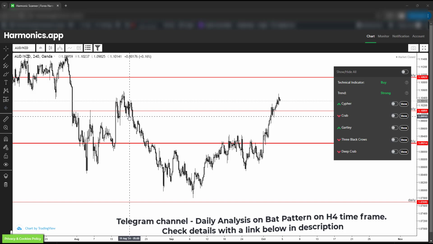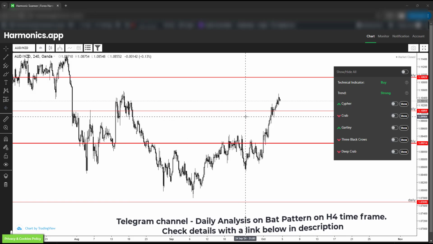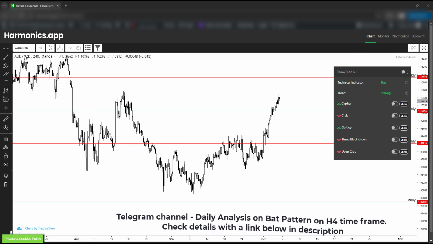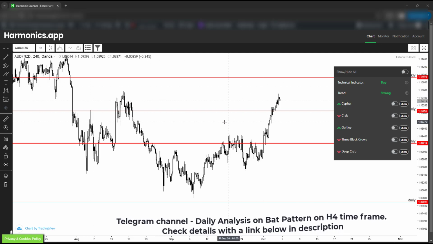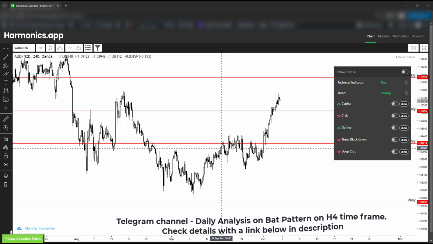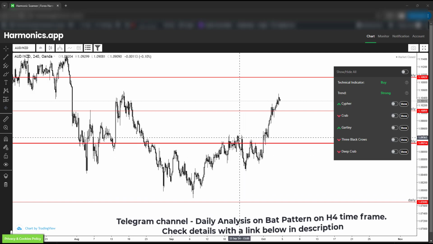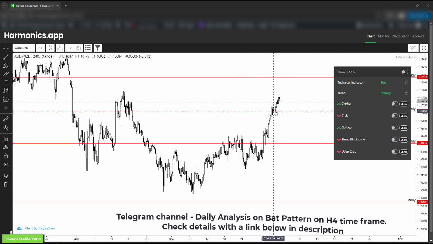This week I would like to get back to the previous week, where I shared the analysis about the Australian dollar against the New Zealand dollar, a bearish bat pattern that formed right here. In the previous week I showed you that the price was reaching the first take profit right here, where the entry level was here and the stop loss level was here.